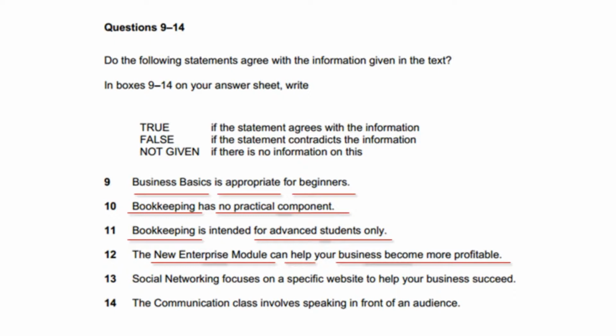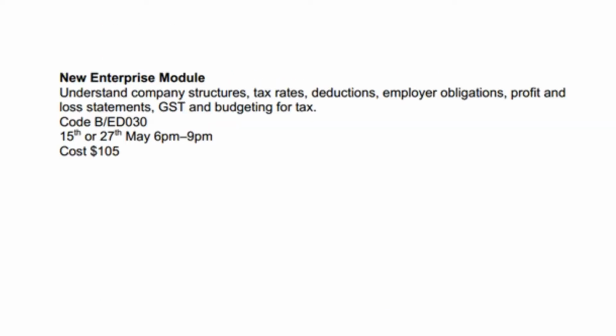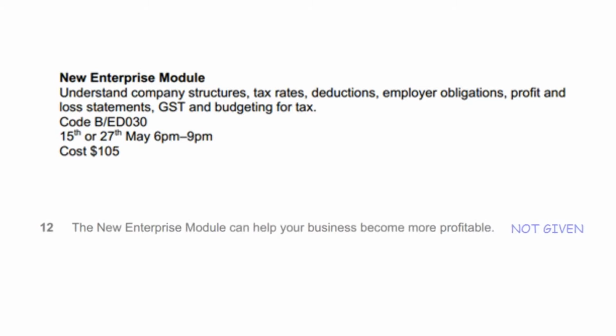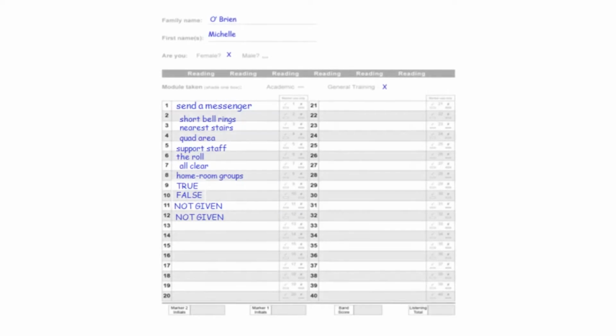So let's read the new enterprise module. It says, understand company structures, tax rates, deductions, employer obligations, profit and loss statements, GST, and budgeting for tax. It's on from the 15th or the 27th of May from 6 p.m. to 9 p.m. and the cost is $105. Again, it does not mention anything about helping your business become more profitable, so the answer is not given. So on your answer sheet, write not given for the 12th answer.